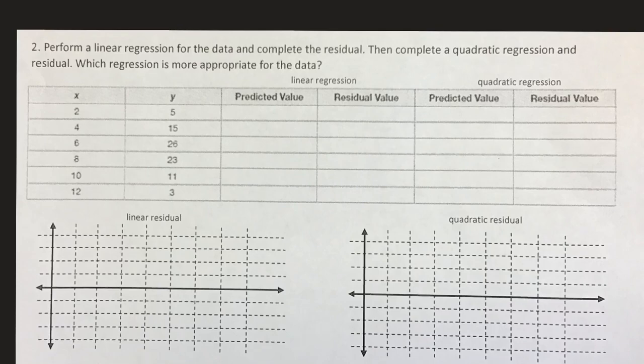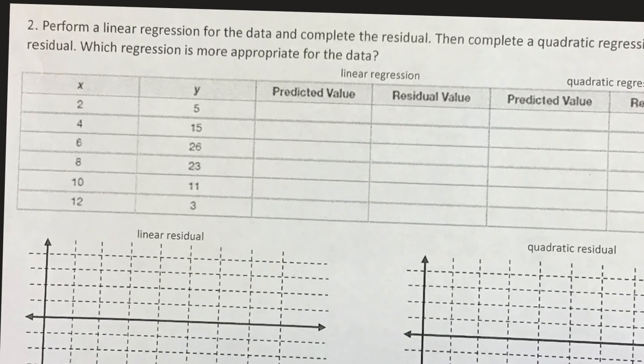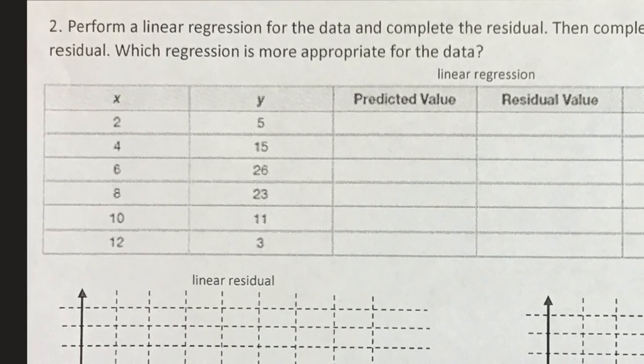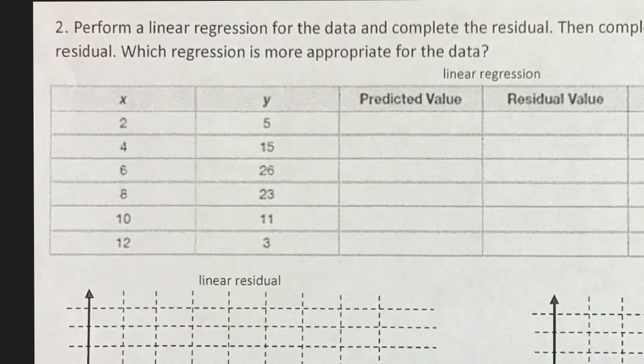Okay, we are still looking at regression lines and residuals, right? So we can tell if an equation is appropriate by looking at the residual plot. In this data, we're going to do two different types of regressions. Our first one is a linear regression. So I'm going to pause this and put all this data into my calculator.